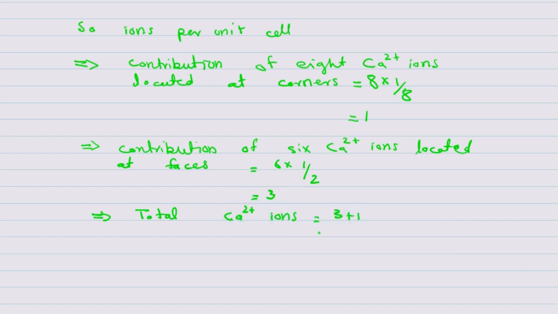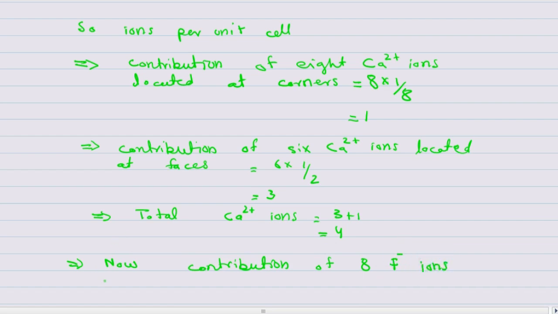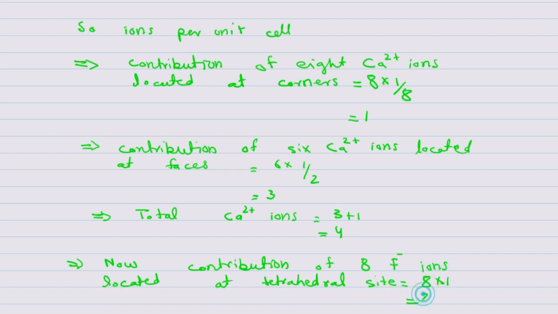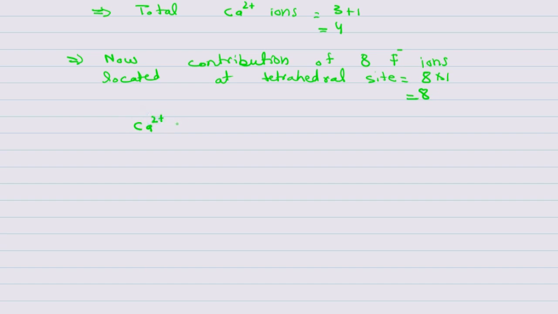So then total calcium ions is equal to 3 plus 1, that is equal to 4. Now contribution of 8 fluoride ions located at tetrahedral positions in FCC is equal to 8 multiplied by 1. So we get that ratio of calcium and fluoride ion is equal to 4:8, that is equal to 1:2. And thus we get the chemical formula is equal to CaF2.